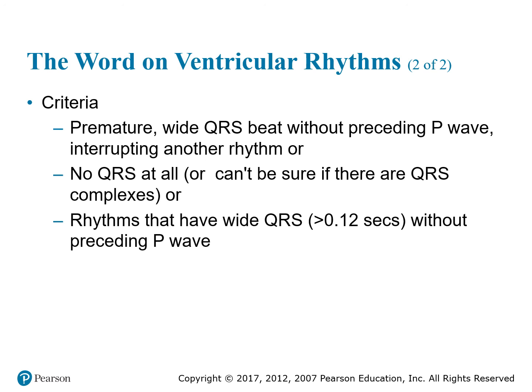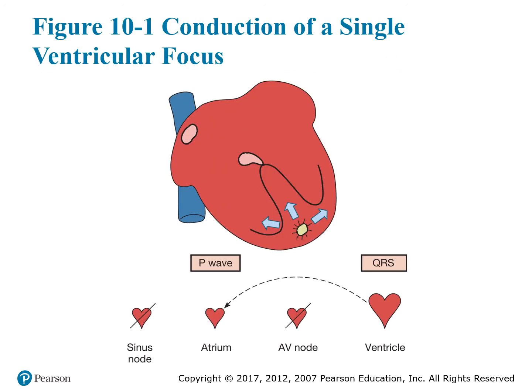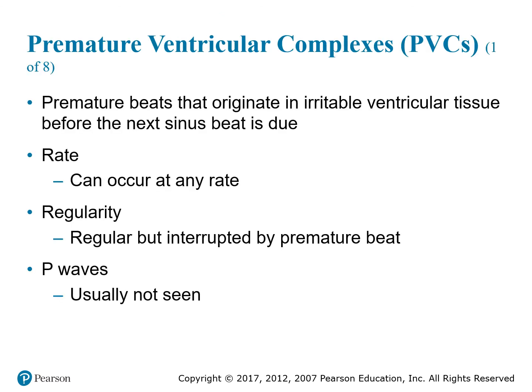Now we will talk about the different ventricular rhythms that we'll be seeing. The first one we'll be talking about is called a premature ventricular complex, or PVC for short. A PVC, which is also called a premature ventricular extrasystole, or ventricular premature beat, or a premature ventricular depolarization, arises from an irritable site within either ventricle.